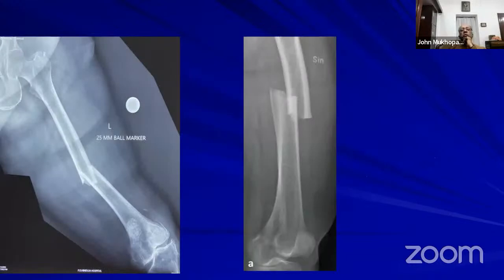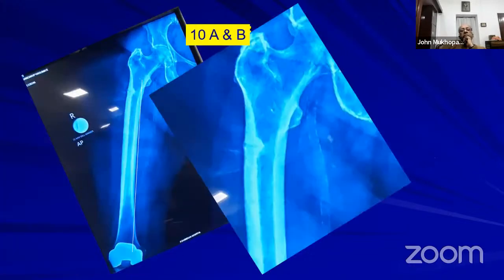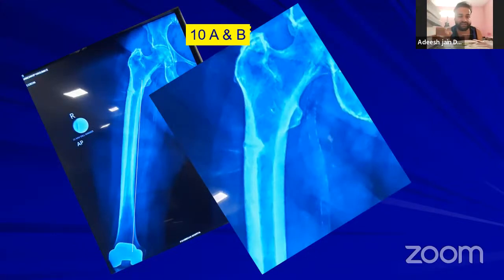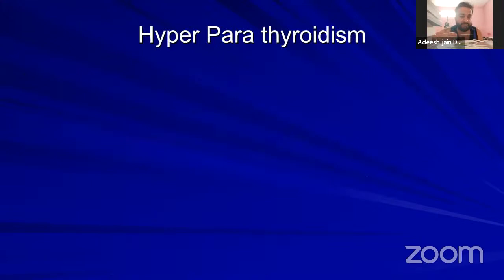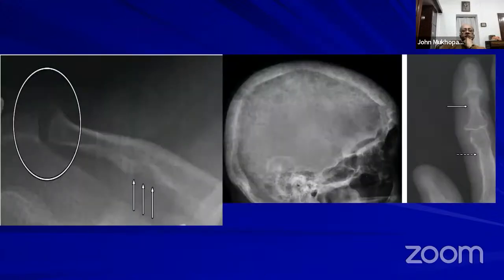Why is it called Brown's tumor? Sir, it is basically a misnomer, but earlier there is filling of blood in those areas. There is bleeding, which later on becomes brownish in color after some time. That is why it is called Brown's tumor. But what is it? What can it be mistaken for on histology?